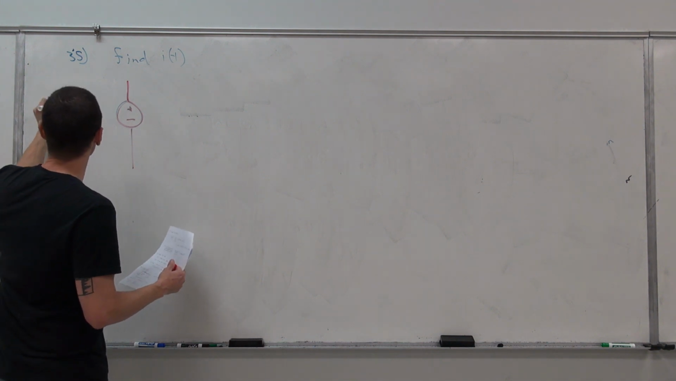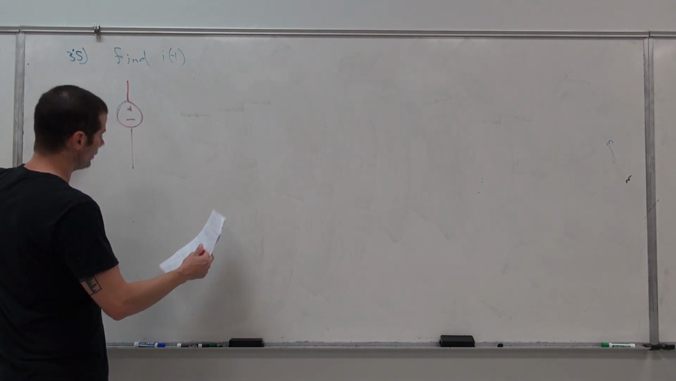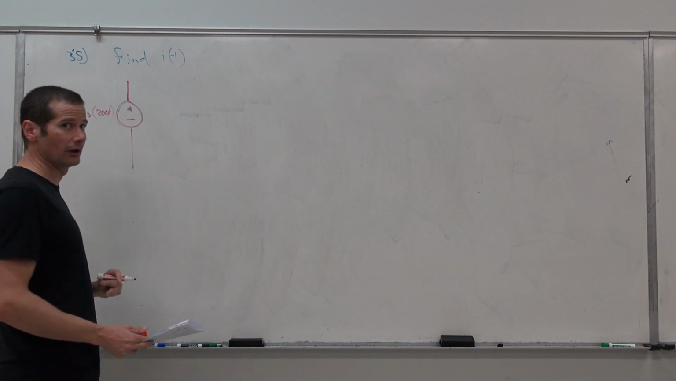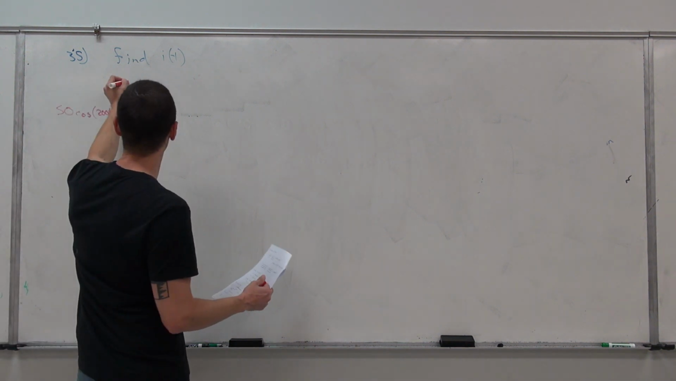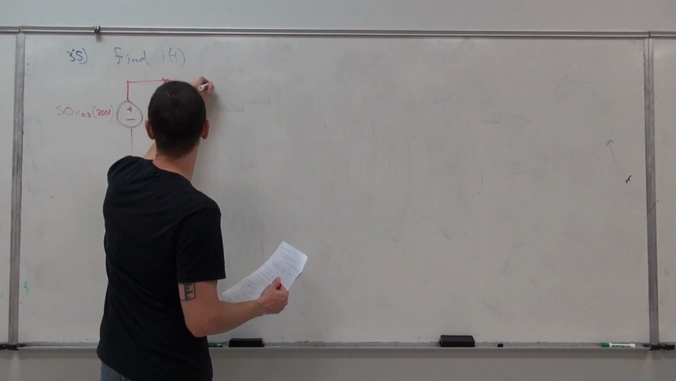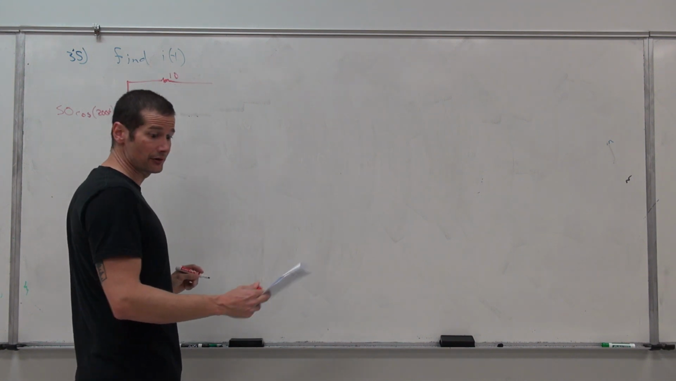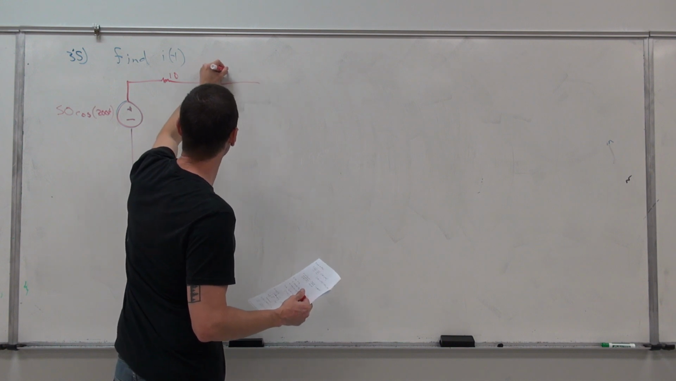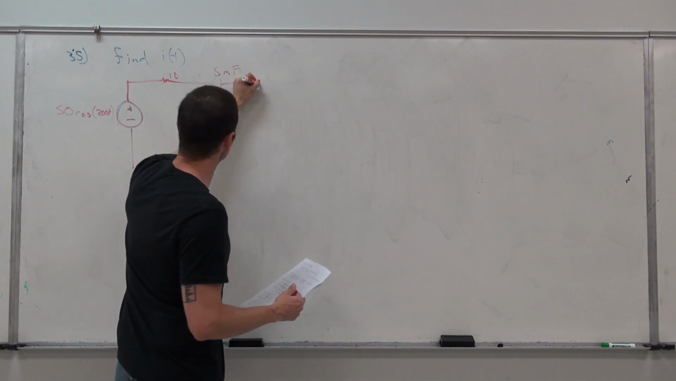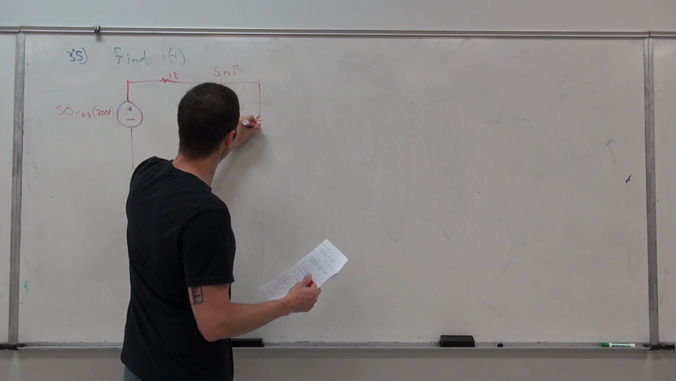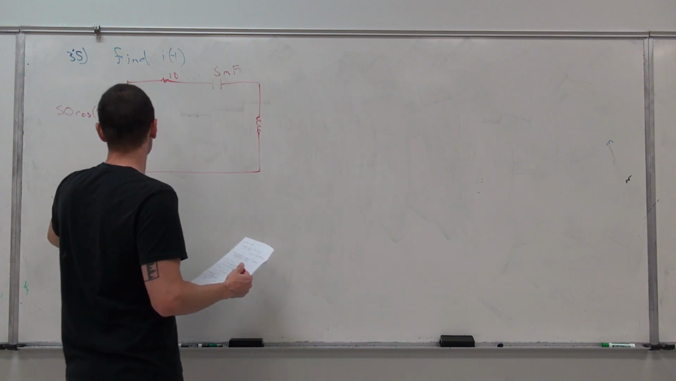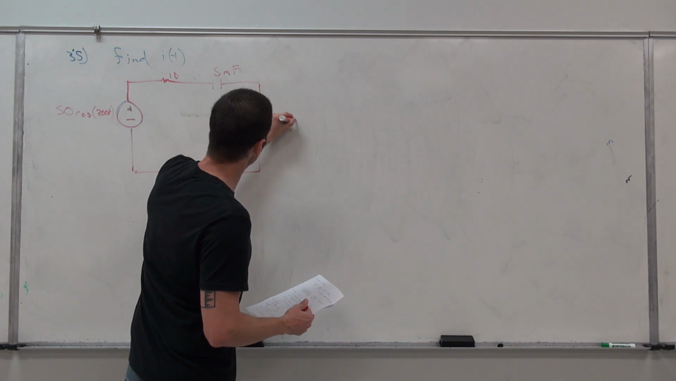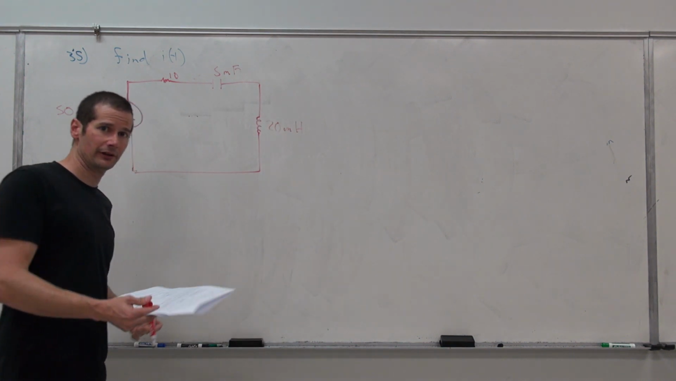So here we have an AC source, 50 cosine of 200t. We have a 10 ohm resistor, a 5 millifarad capacitor, and then in series with a 20 millihenry inductor.